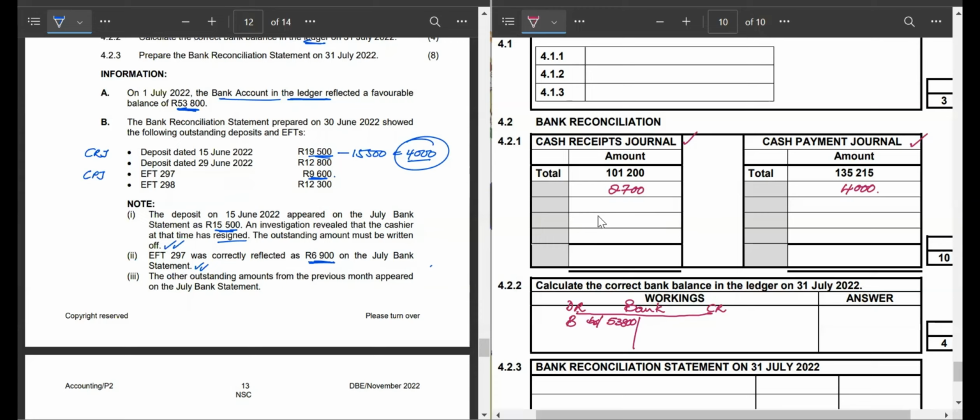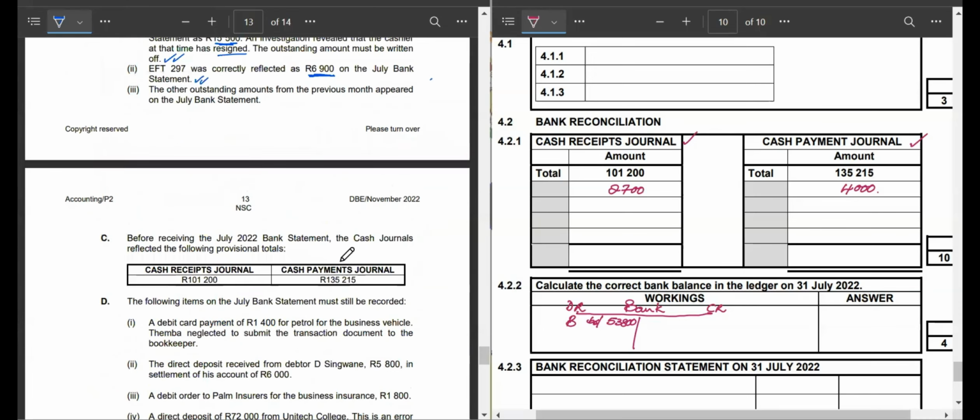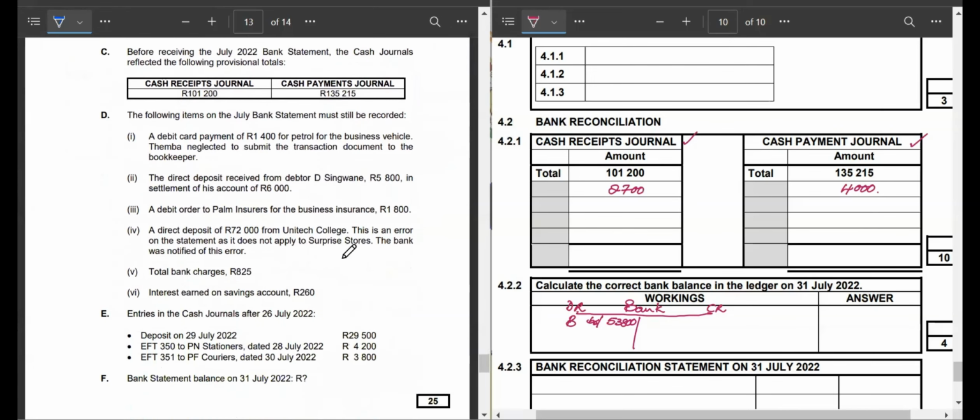All right. Number 3 reads, the other outstanding amounts from the previous month appeared on the July bank statement. They're talking about these other two, so we don't have to worry about that. Information C then reads, before receiving the July 2022 bank statement, the cash journals reflected the following. So we already have that.